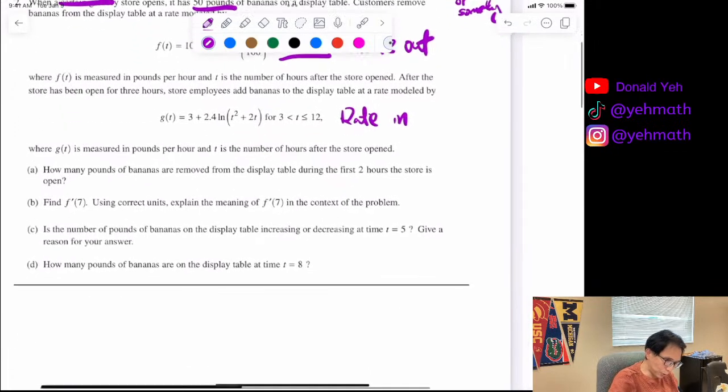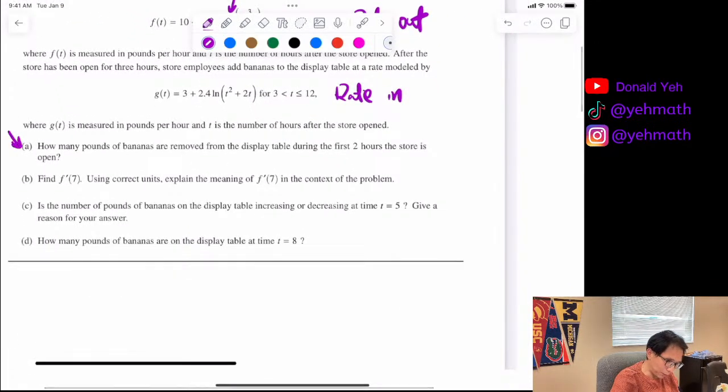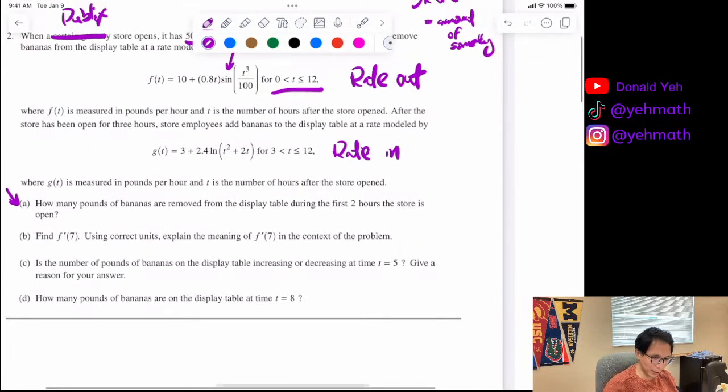Okay, so how would you do this question? The first question says, how many pounds of banana are removed from the display table during the first 2 hours the store is open? Now, if you pay attention, this rate in, right? It's 3 to 12. Why is it 3 to 12?